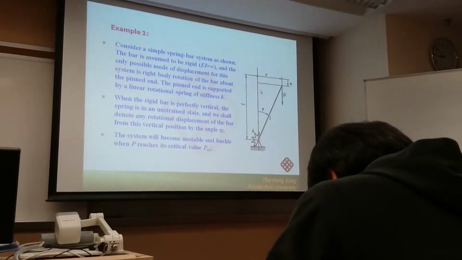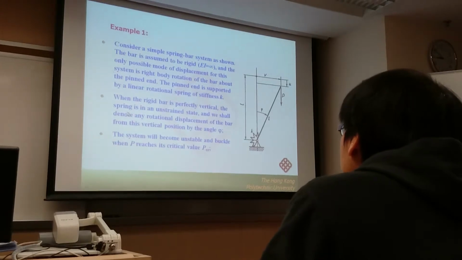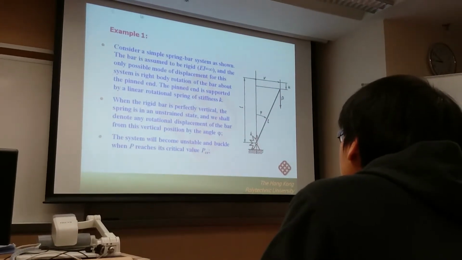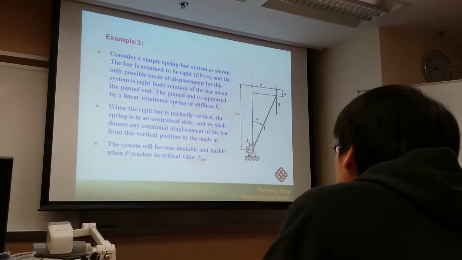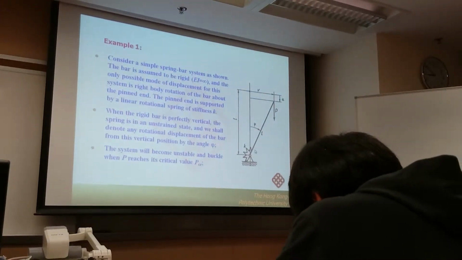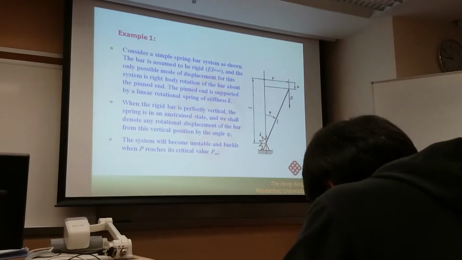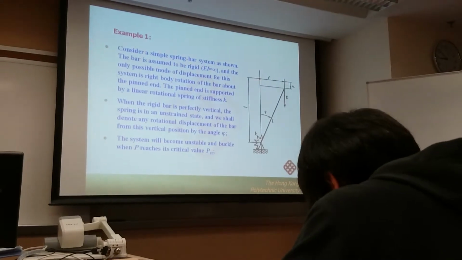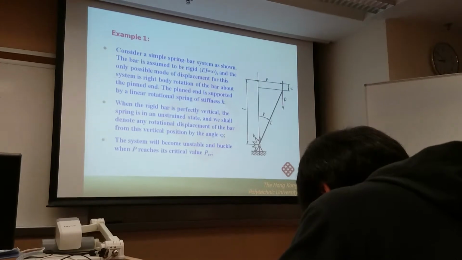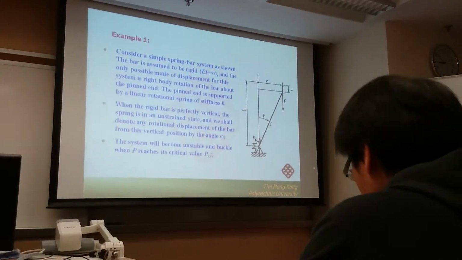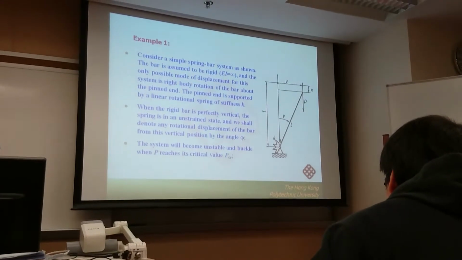We consider a very simple column, and the low support is a pin support, but with a rotational spring. If there is no rotational spring, it is impossible for the column to stand in the vertical direction. It will become a beam. So we have a resistance, or constraint.